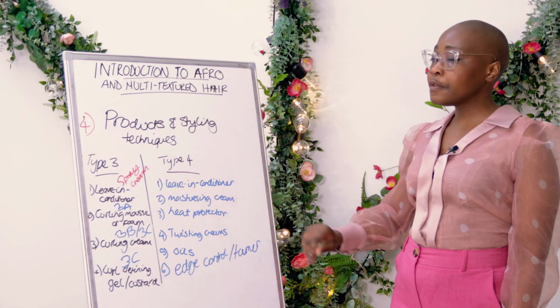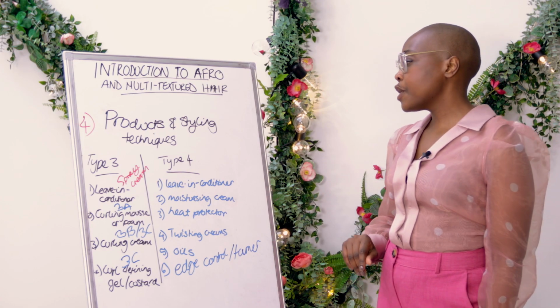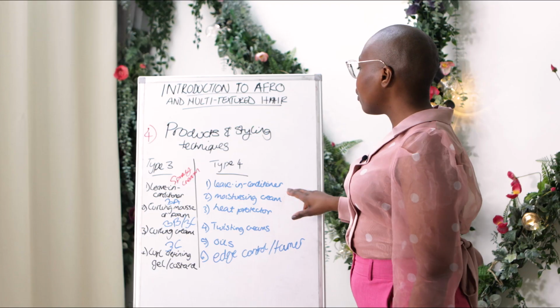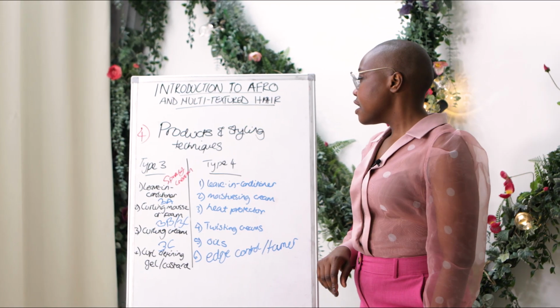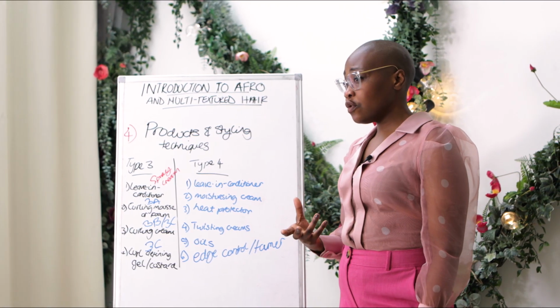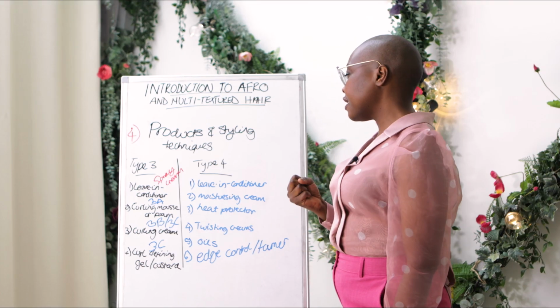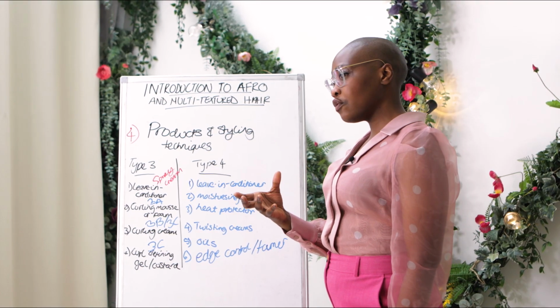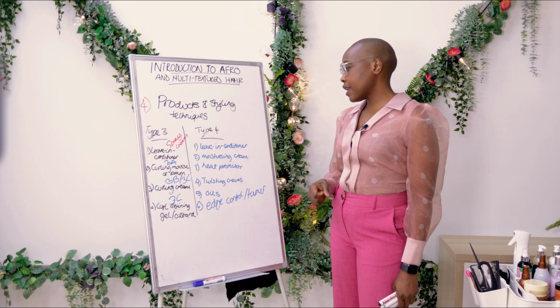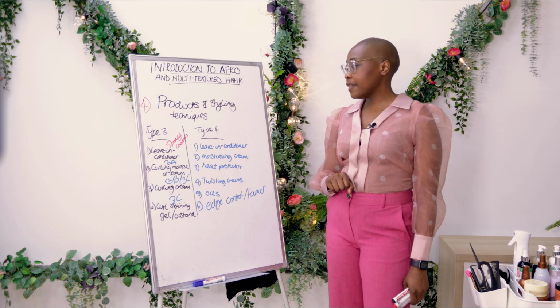We need to know, what do we use for type 4 hair texture? That's our Afro hair texture. So the first thing you always need is a leave-in conditioner. Whenever I style hair, I always use a leave-in conditioner in the hair because I find that it's great for starting the moisturizing and helping to detangle the hair. So that's the first thing that will go in the hair.